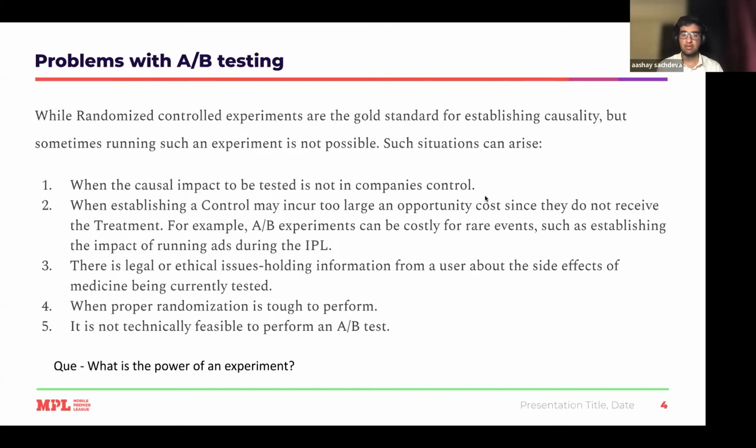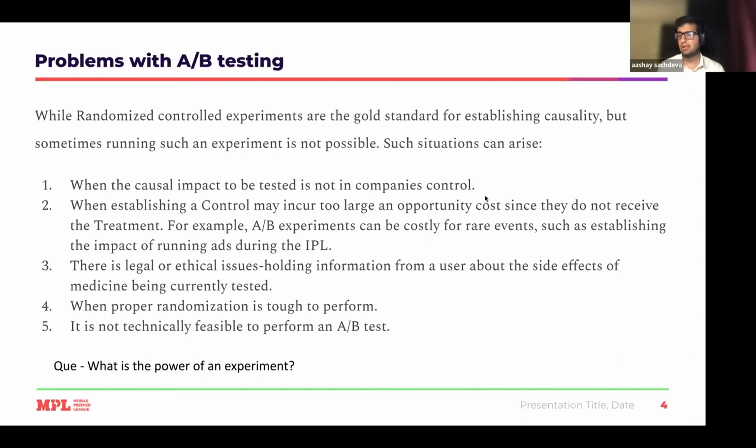Then the fourth point is when proper randomization is actually tough to perform. A lot of times it's actually not possible, depending on the scale, also depending on how big your company is, or just how the users come on the platform. You might not be able to properly randomize the group.